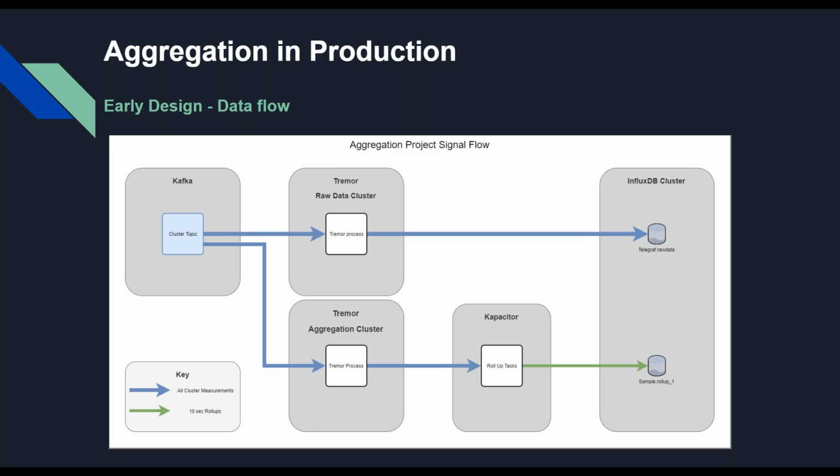So at a very early level, this is sort of the basic design we were figuring we were going to need, where we would have our original pipeline still running in the background, where Trimmer is reading out of Kafka and writing to our raw data retention policies. And then our original design called for us to have another layer of Trimmer, which would be reading from Kafka right into Kapacitor, and then Kapacitor would be writing that downsampled data back to a different retention policy or database within the same InfluxDB cluster.